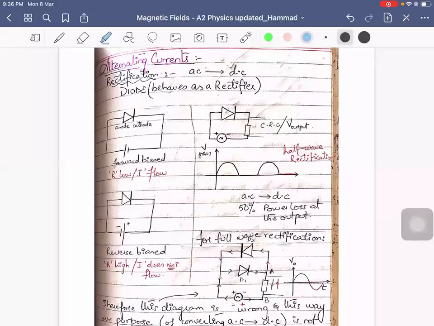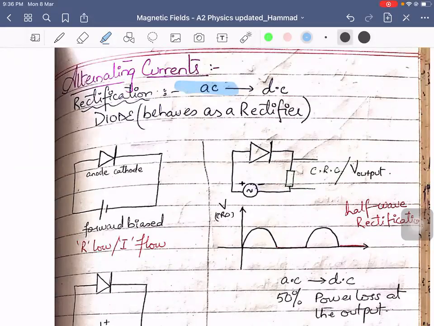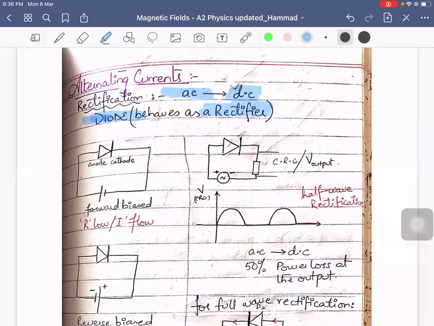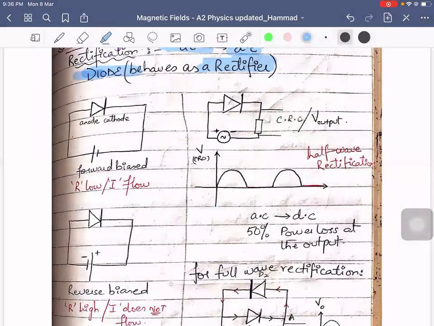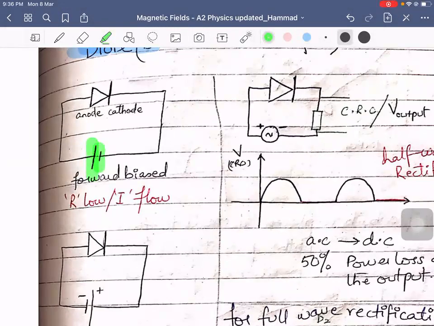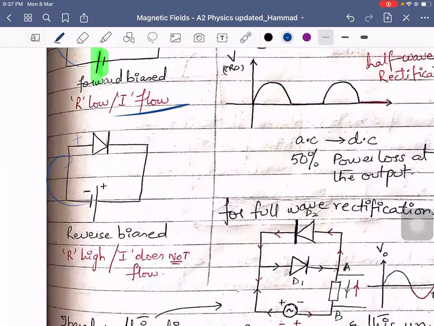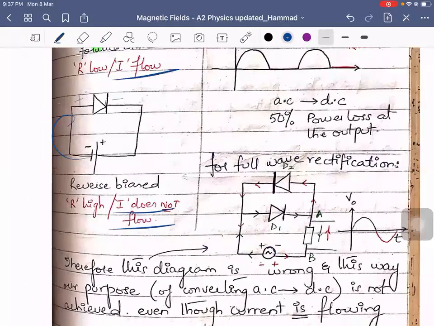About alternating currents, the first topic is rectification. Rectification is the conversion of AC, alternating current, into direct current. How do you do that? A diode basically behaves as a rectifier. Now, before we move on, you need to understand that a diode has a forward biased and a reverse bias condition. If I connect the positive pole of the battery to the anode, this is the anode of the diode, this is the cathode of the diode. So if the positive is connected to the positive of the diode, it will allow current to pass through it, meaning to say it is in its forward biased condition. If the reverse occurs, negative attached to a positive, then this condition is called a reverse bias. In this case, the diode does not allow the flow of current.